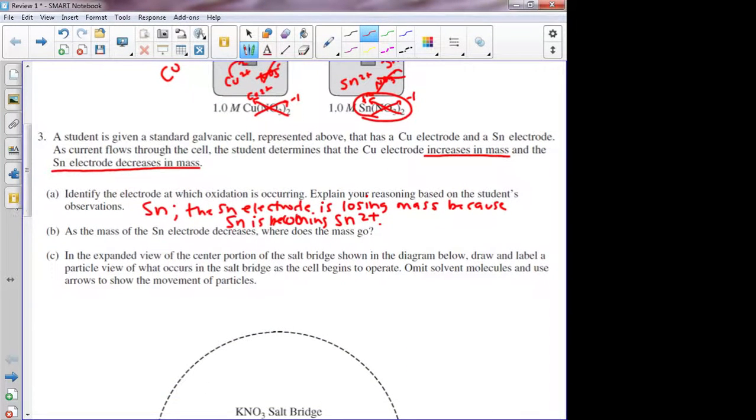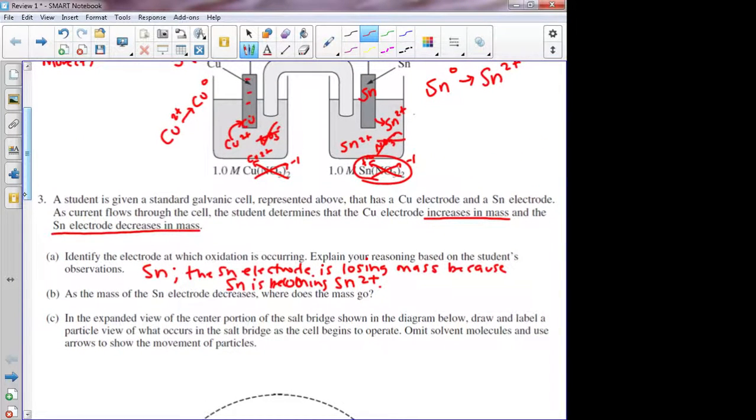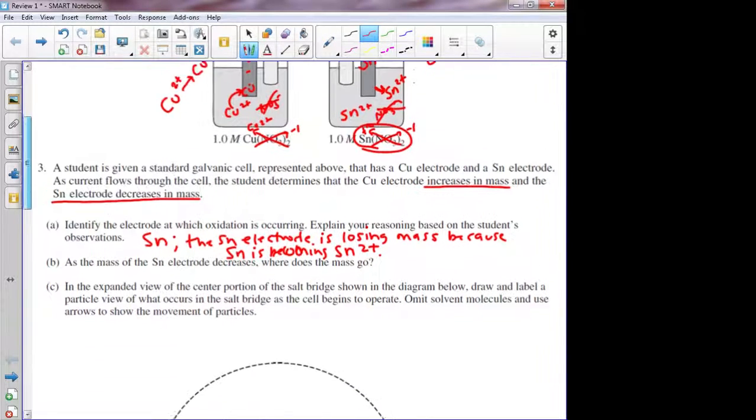As the mass of the tin electrode decreases, where does the mass go? You should know this now. I just answered it. Okay, it's going into the solution as Sn2 positive.